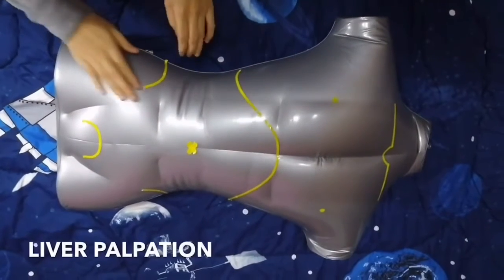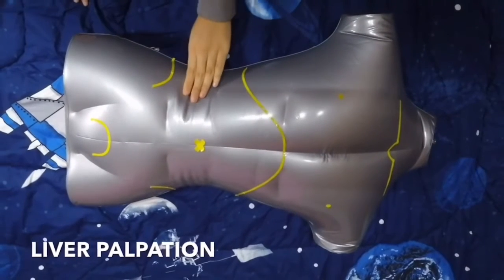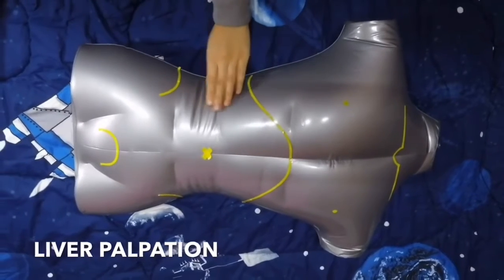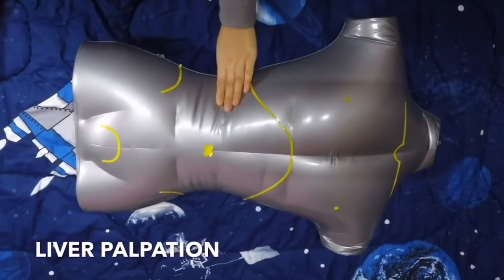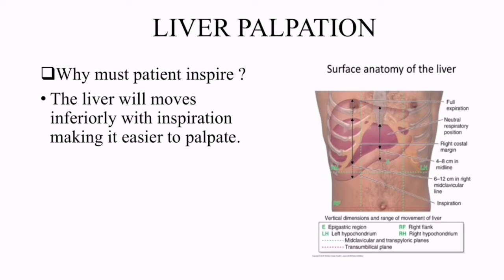Next, palpate for the liver edge. Gradually slide your hand from right iliac fossa to the right hypochondrium with every inspiratory effort taken by the patient. Liver palpation. Why must patient inspire? This is because the liver will move inferiorly with inspiration, making it easier to palpate. The diaphragm will push the liver downward.